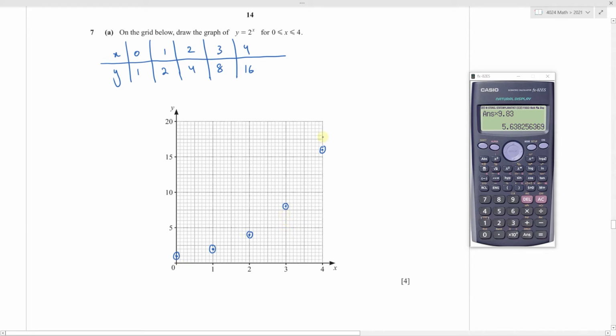Okay, so these are the points, and now I will join them to form a smooth curve. So let's try that. So this is what your graph will look like.